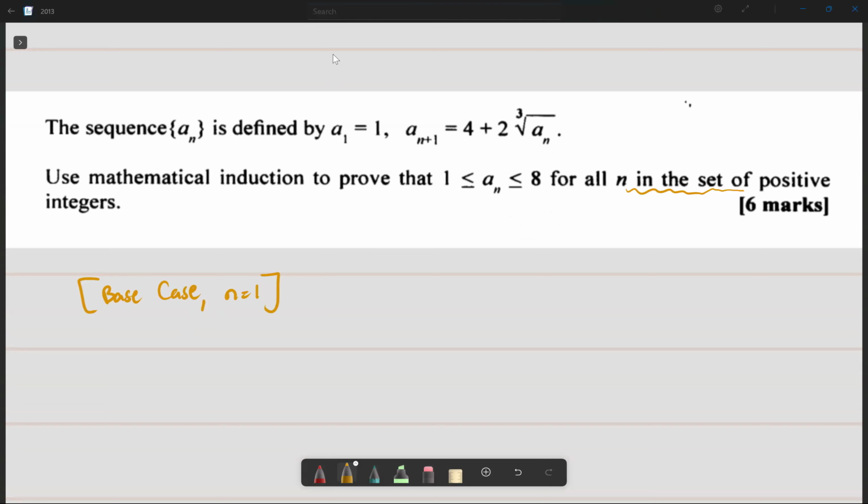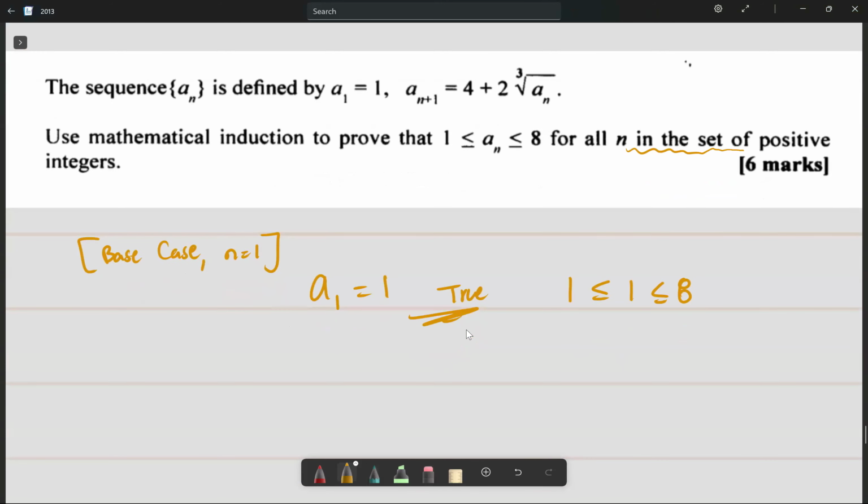The first positive integer is n equal to 1. So we have a of 1 is equal to 1. This is true because 1 is less than or equal to 1, and 1 is less than or equal to 8. 1 is greater than or equal to 1 and it's less than or equal to 8. So this part is true. That's 1 mark.